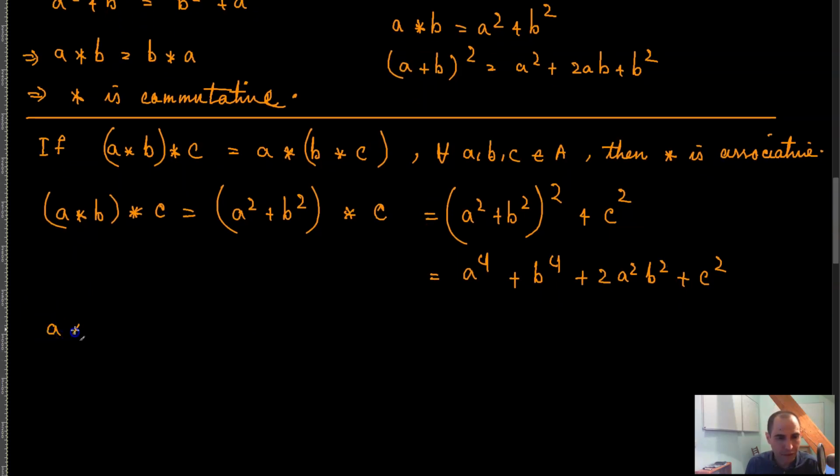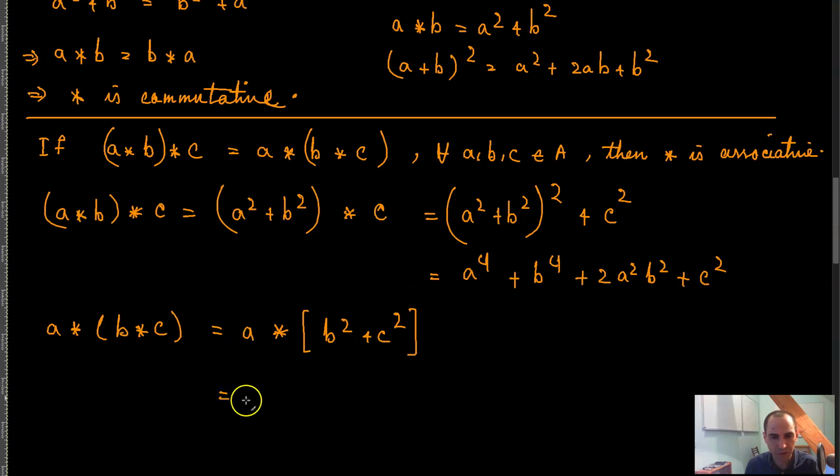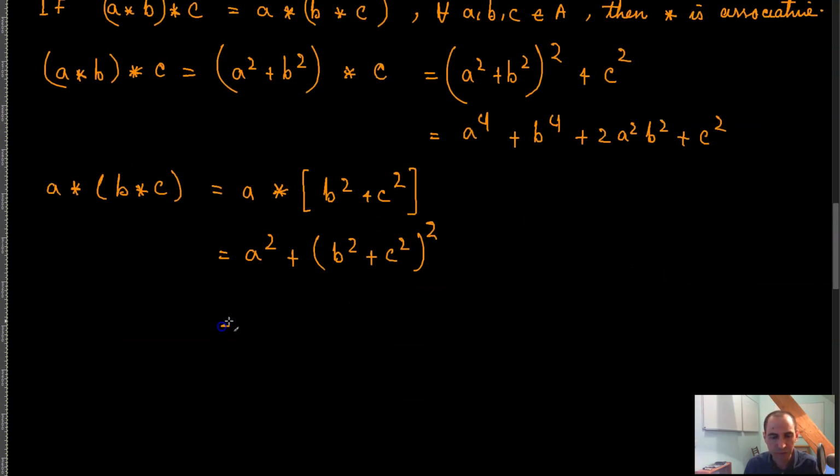Now, A star (B star C) is the same thing as, of course you have to examine this part first, so you write this as A star. Now B star C is the same thing as B squared plus C squared based on this. Now A star this whole thing is the same thing as you raise A to the second power and add to that, and raise this also to the second power. So A squared plus (B squared plus C squared) raised to the second power, which is A squared plus B raised to the power 4 plus C raised to the power 4 plus 2 times B squared C squared, right?